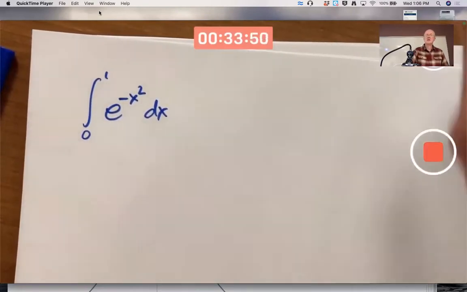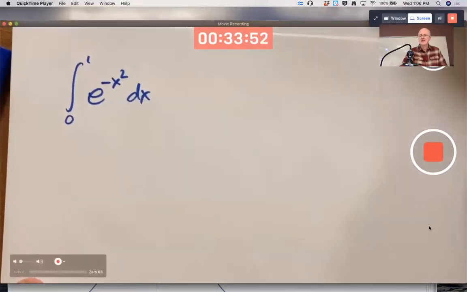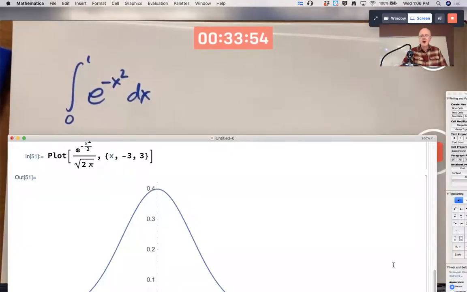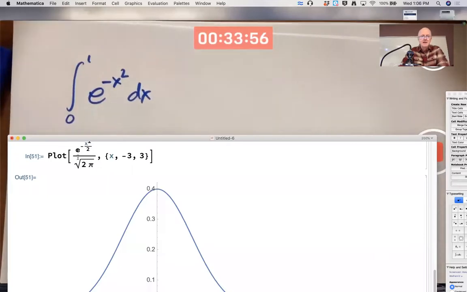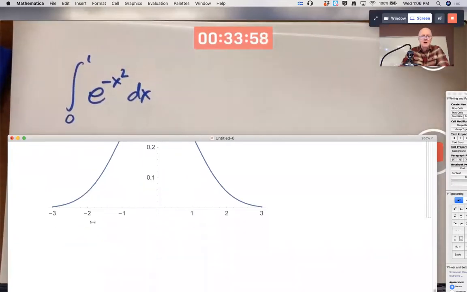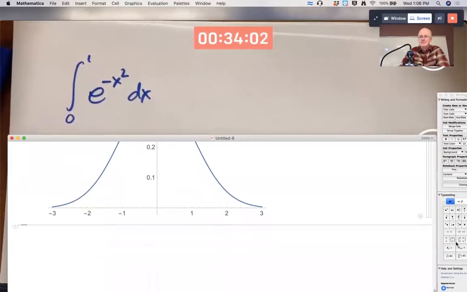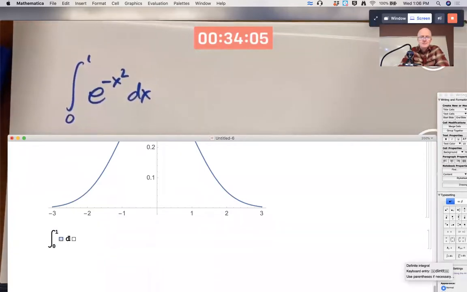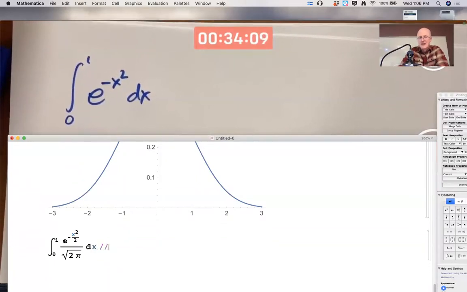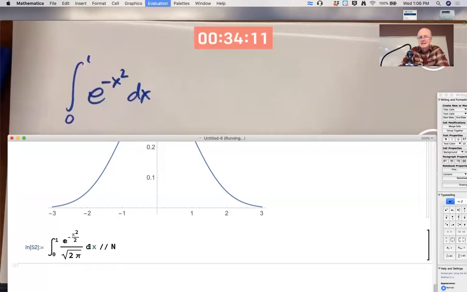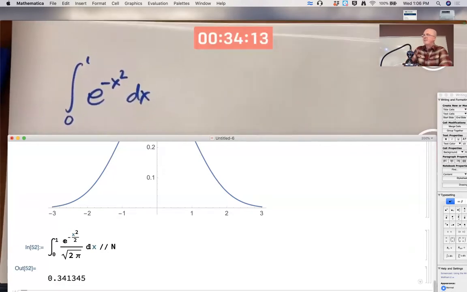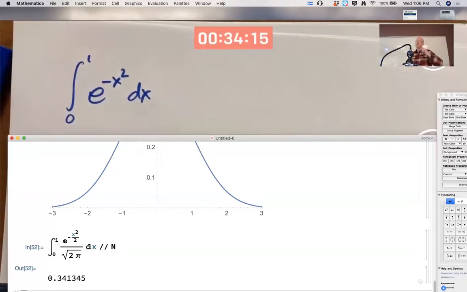If we did it with a standard normal function, PDF, it would represent the probability that the variable is between 0 and 1. And I can certainly do that in Mathematica, although if I want a numerical approximation, I need to do /N. It's about a 34% chance that the variable is going to be between 0 and 1 if the standard normal distribution is a good model.